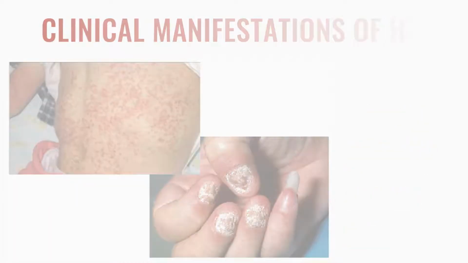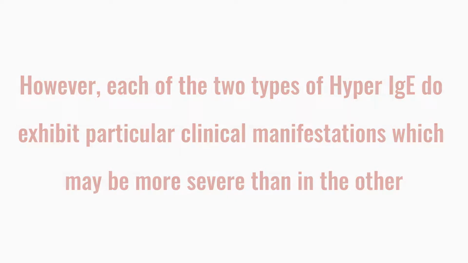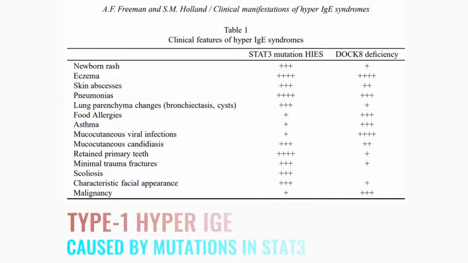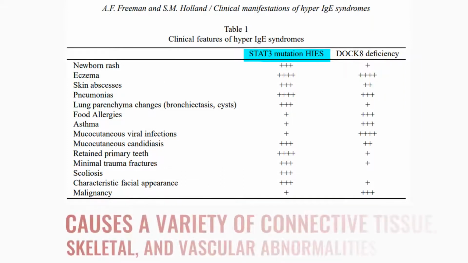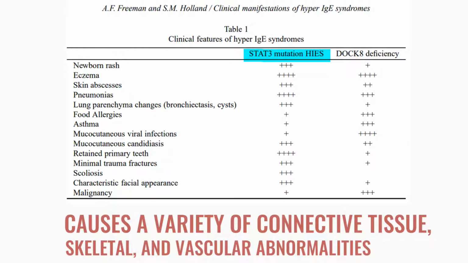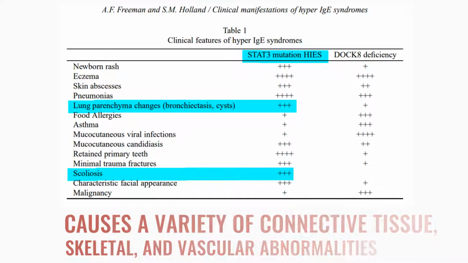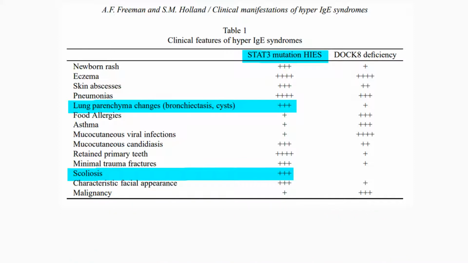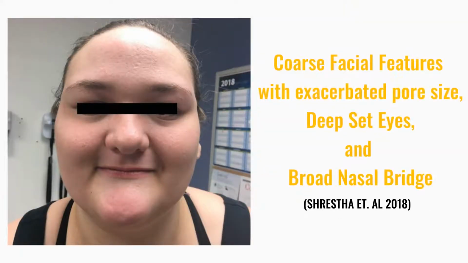However, each of the two types of hyper-IgE do exhibit particular clinical manifestations which may be more severe than in the other. Type 1 hyper-IgE syndrome caused by mutation in STAT3 causes a variety of connective tissue, skeletal, and vascular abnormalities such as respiratory issues due to lung parenchyma changes and scoliosis. In addition, autosomal dominant hyper-IgE patients have a characteristic facial appearance with coarse facial features with exacerbated pore size, deep-set eyes, and broad nasal bridge.